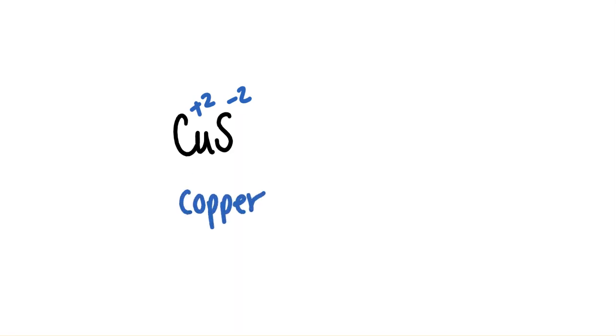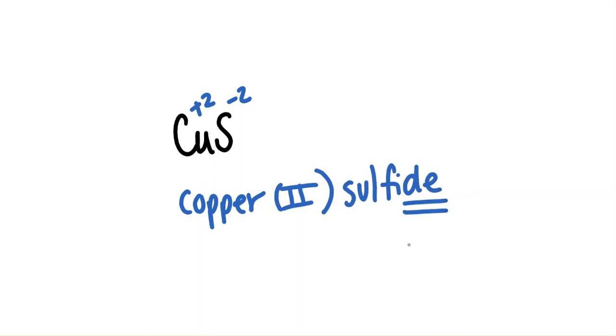Again, copper is not in one of the columns with the assigned charge, so I'll put the Roman number. And then for the last name, I will have the "ide" if it's an element. And there you have it.